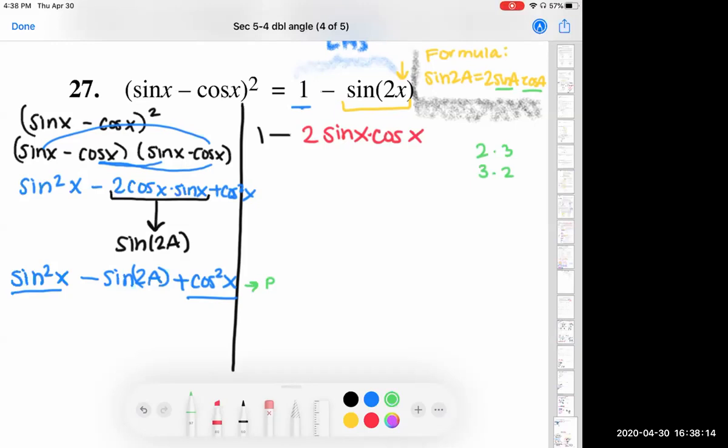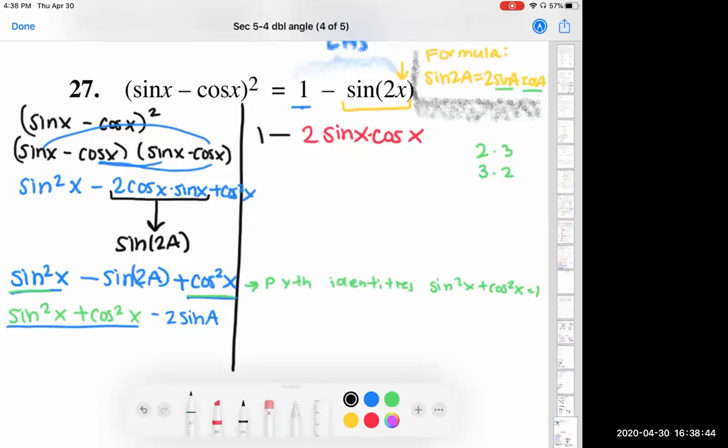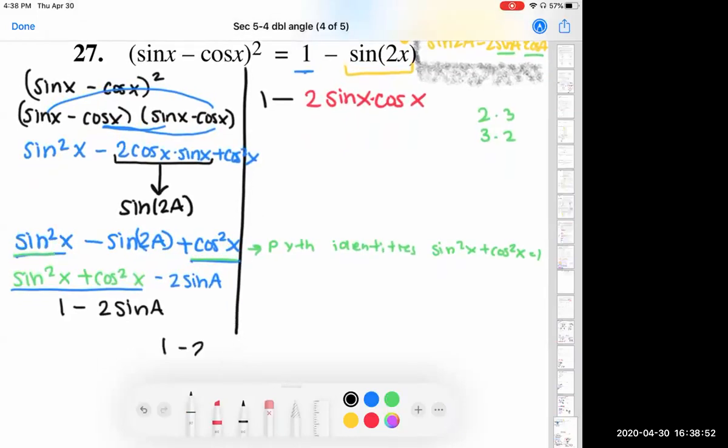All right, lastly, we're almost done. I have my sine squared and my cosine squared to get rid of. I know by our Pythagorean identities that sine squared x plus cosine squared x equals 1. So we have sine squared x plus cosine squared x minus sine of 2x. I know these add up to 1. So I now have 1 minus sine of 2x. So we have now proved that 1 minus sine of 2x is equal to 1 minus sine of 2x.